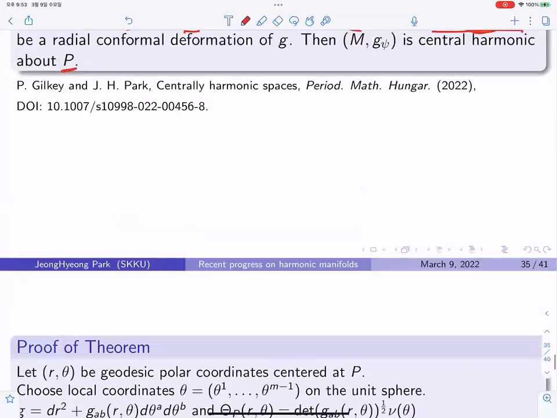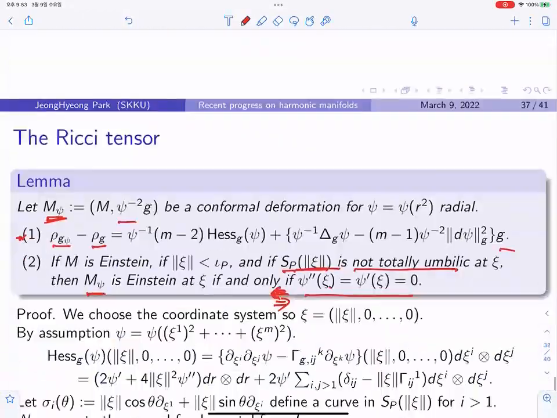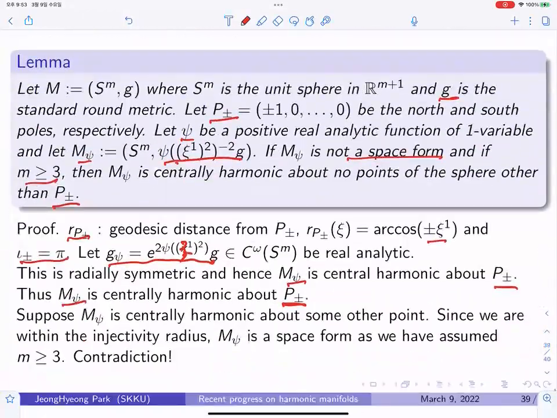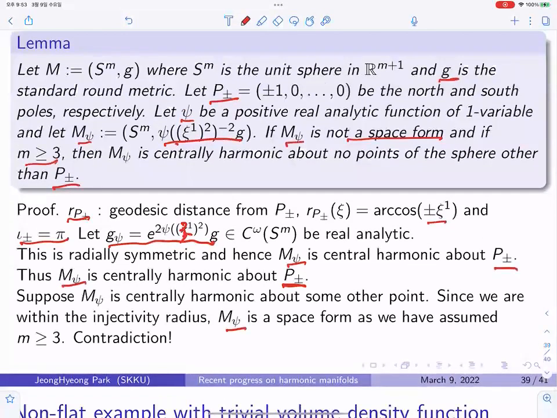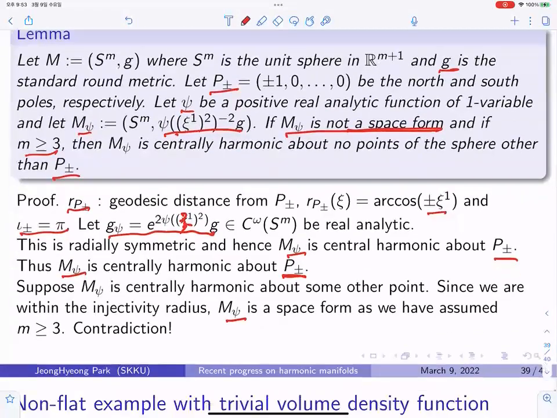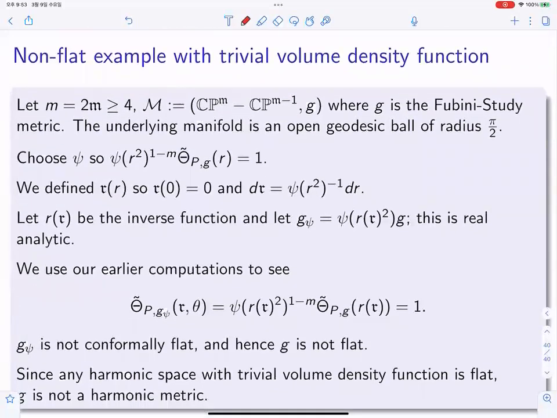The beginning. Okay, the central harmony by P, radial deformation, then central harmony with this deformed metric. Suppose that M psi is a central harmony about some other point within the injectivity radius, then M psi is a space form. This is a contradiction because you assumed M psi is not a space form. Okay, so that's done. So this is the last thing, the non-practical example with the trivial volume density function.